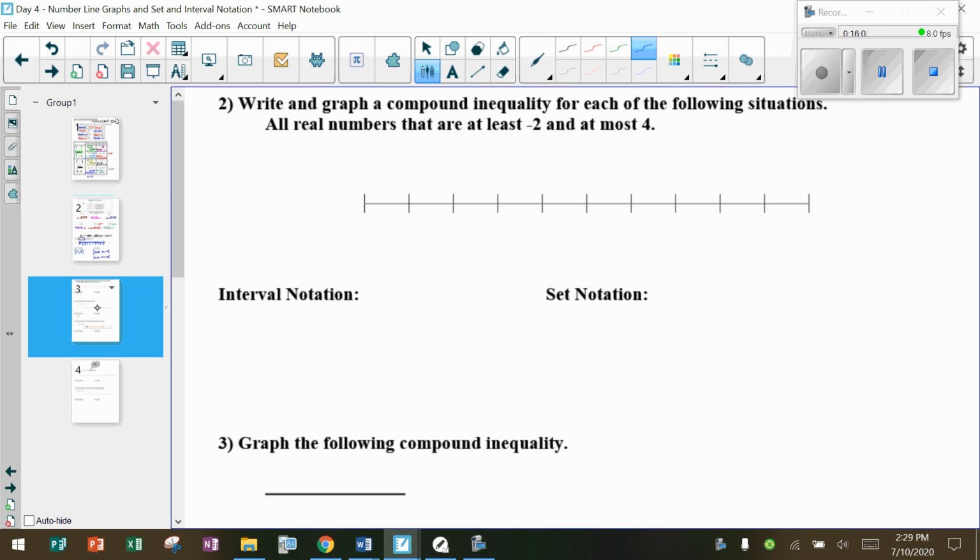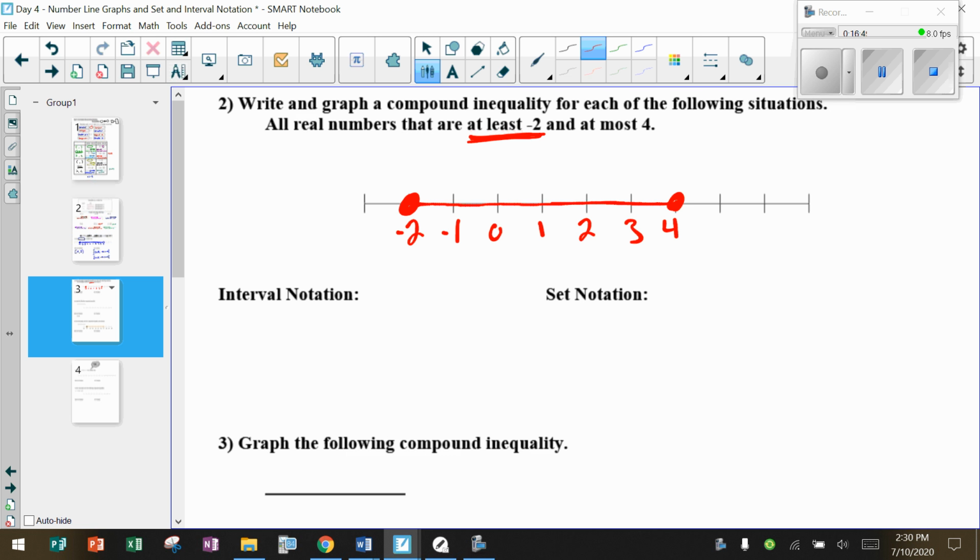Write a graph and a compound inequality for each of the following situations. Situation number 1. All real numbers that are at least -2, but at most +4. So we have to count on our number line and go from -2 all the way up to +4. As long as we encompass each end, we're good. At least -2, which means -2 is the lowest number we can use, so close the circle there. At most 4 means 4 is the highest number that we can use, close the circle there.